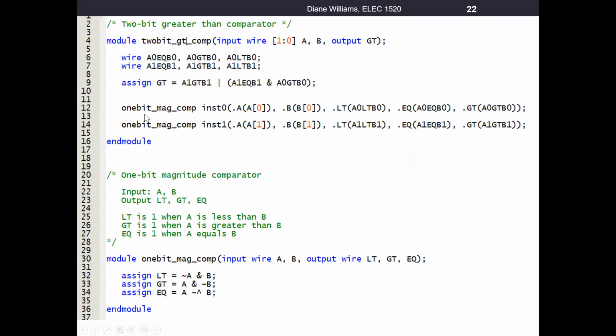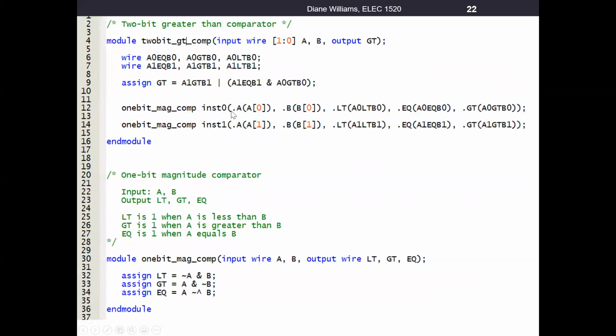All right, so let's just look at how we instantiate. Instantiate means we're going to use another module that we've already created. We say we use an instance of that. Here, this is just like drawing that block symbol for that magnitude comparator, but instead we use the name of the module, 1-bit mag comp. We give it some sort of unique instance name. It doesn't have to start with INST, but it's easy to remember if we do that. So this is instance 0.